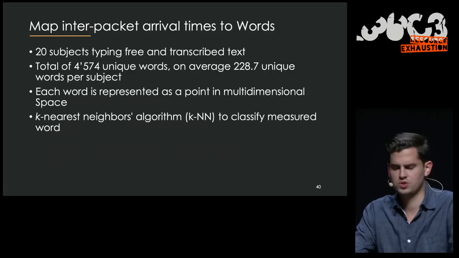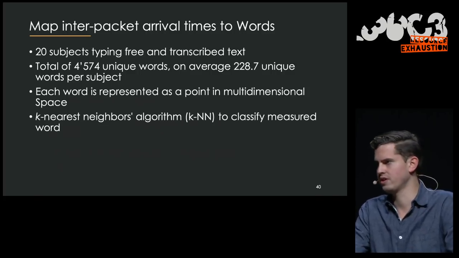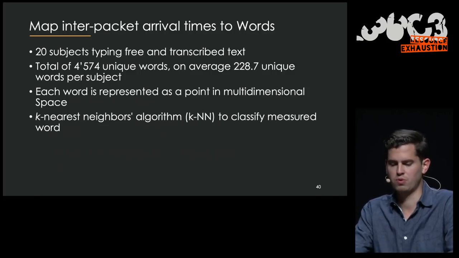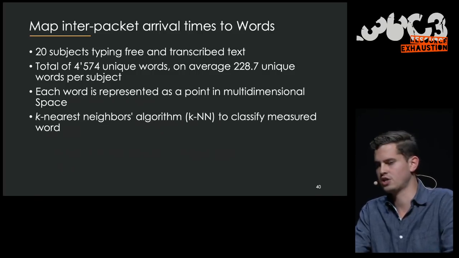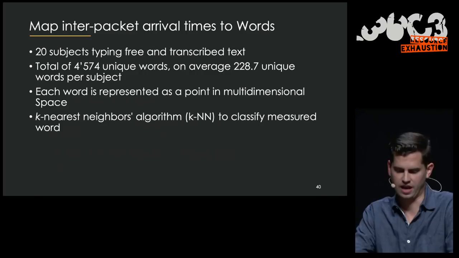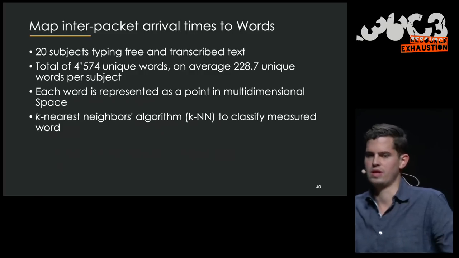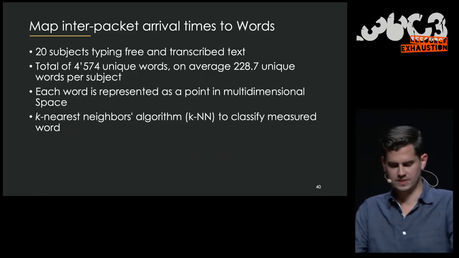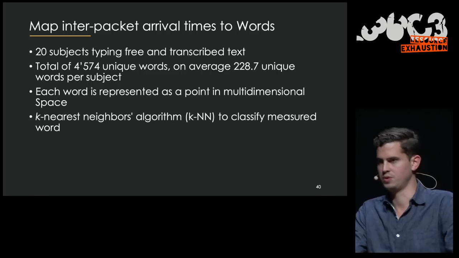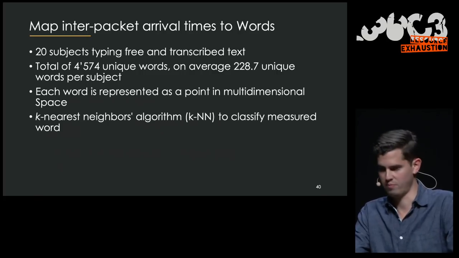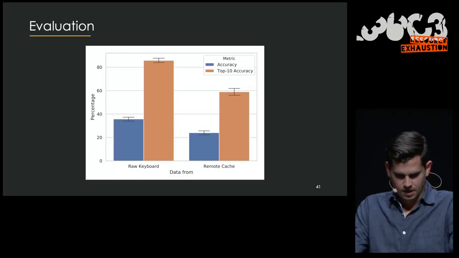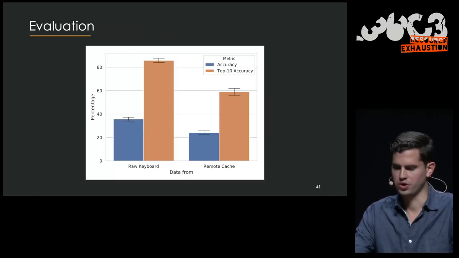The reason why we just used a very basic machine learning algorithm is that we just wanted to prove that the signal that we were extracting from the remote cache is actually strong enough to launch such an attack. So we didn't want to improve in general this kind of mapping between users and their typing behavior. So let's look at how this worked out.